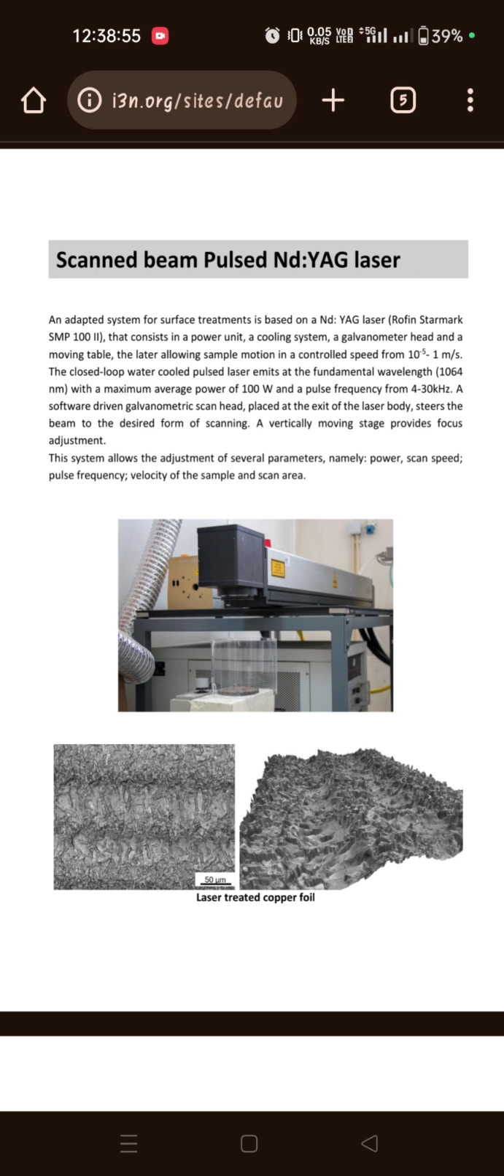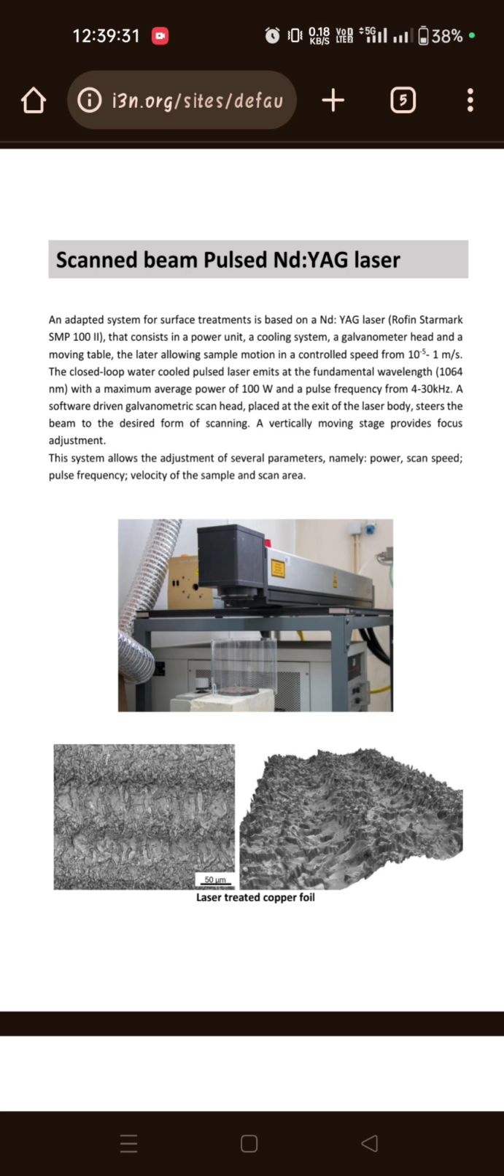The system consists of a power unit and a cooling system, the calorimeter head and the moving table, which allows the sample speed to be controlled at 10 to the power minus 1 meter per second. In the closed loop, the water-cooled pulse laser emits a fundamental wavelength of 1064 nanometer, which is above the red range. The red range is 600 to 700 nanometer. Above that means it will have more power.